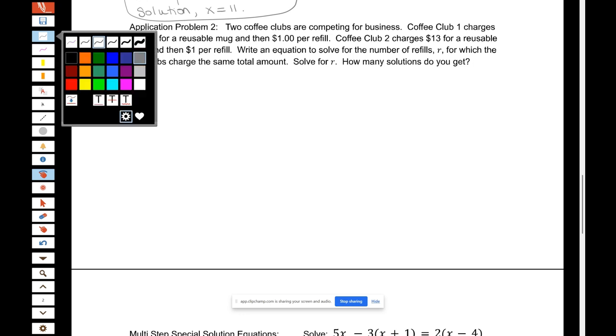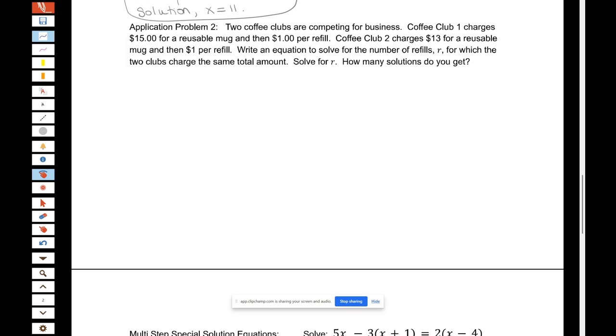All right, another example. Application 2. 2 coffee clubs are competing for business. Coffee Club 1 charges $15 for a reusable mug and $10 per refill. Club 2 charges $13 for a reusable mug and $1 per refill. Write an equation to solve for the number of refills R for which the 2 clubs charge the same amount. So we want Club 1 to equal Club 2.